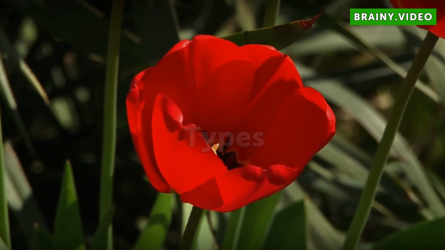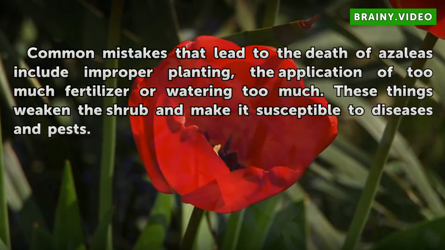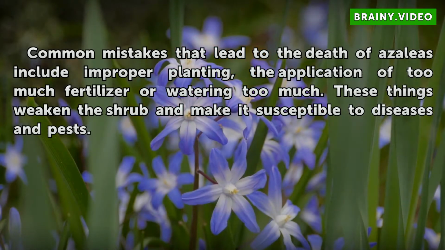Types. Common mistakes that lead to the death of azaleas include improper planting, the application of too much fertilizer or watering too much. These things weaken the shrub and make it susceptible to diseases and pests.